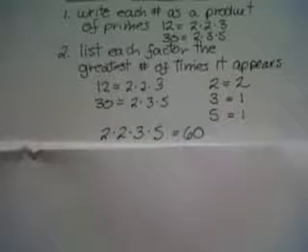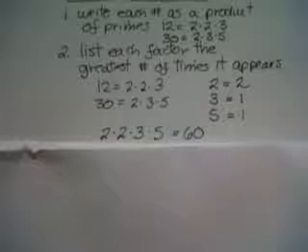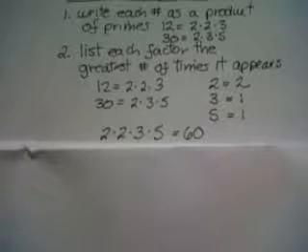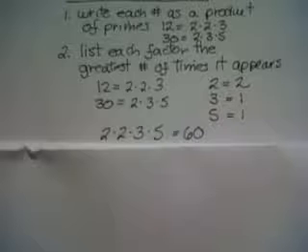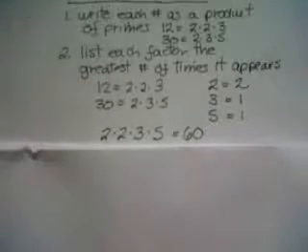12 can be written as 2 times 2 times 3, and 30 can be written as 2 times 3 times 5. Then we are going to list each factor the greatest number of times it appears. That is step 2. If I look at 12 equals 2 times 2 times 3, and 30 equals 2 times 3 times 5, I say, hey, 2 was a factor, and the greatest number of times it appeared was 2 times. So I'll say 2 is shown 2 times. Then I look at 3, and the greatest number of times 3 appeared was 1 time. And I also have the factor 5, and the greatest number of times 5 appeared was 1 time.